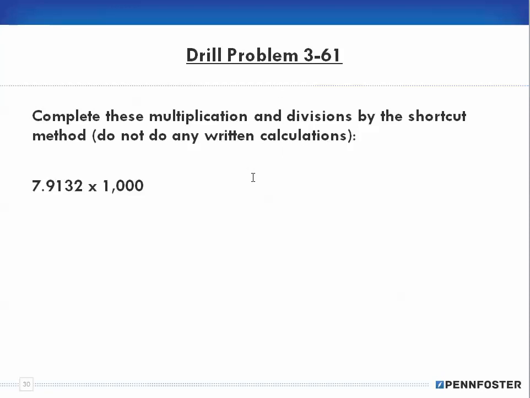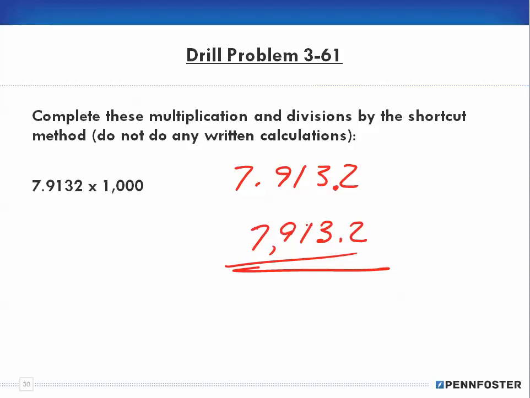3-61. Same thing. 7.9132. I have 3 zeros. I'm going to move 1, 2, 3 decimal places, so the decimal ends up being right there. So I have 7913.2. 1, 2, 3.